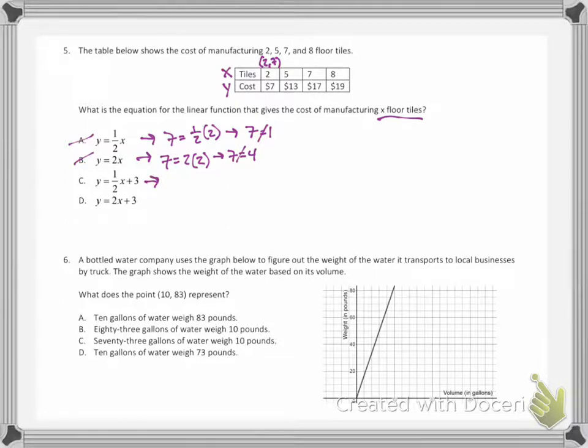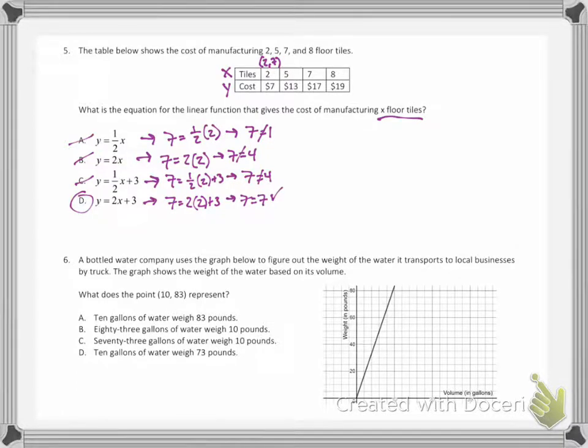Let's look at C. So I get 7 equals 1/2 times 2 plus 3. That again gets me 7 equals 4. So C doesn't work. So we have to assume that it's D, but let's check and make sure. 7 equals 2 times 2 plus 3. You do some quick math, you do get 7 equals 7, and that does work out. So D is the correct answer there.